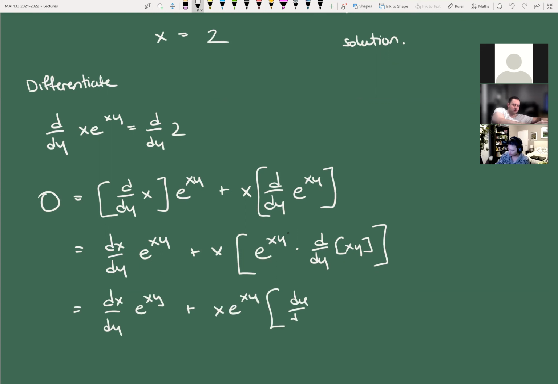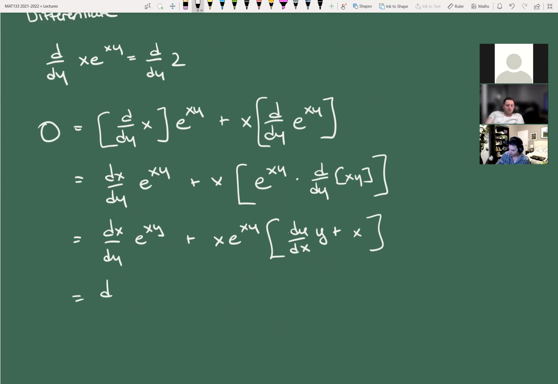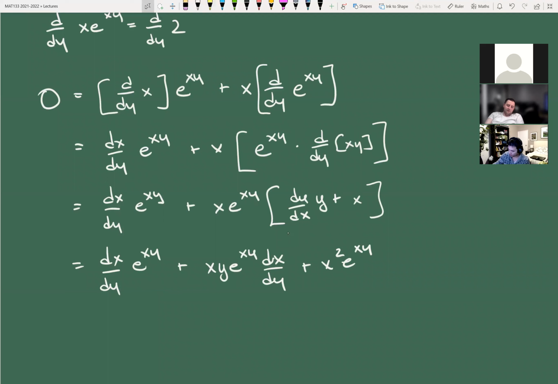So I'm going to get the derivative of the first times the second plus the first times the derivative of the second, which is just 1. And there we go. I've now completely differentiated this. e to the xy plus xy e to the xy dy/dx plus x squared e to the xy. Now I'm trying to solve for dy/dx.